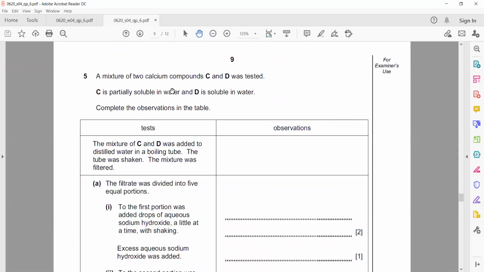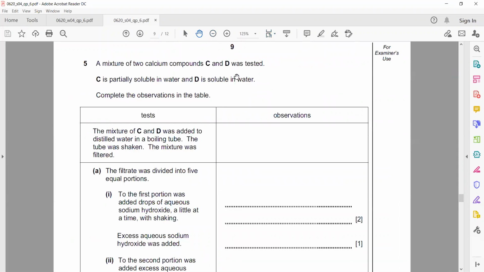In this question 5, two calcium compounds C and D were tested. C is partially soluble and D is soluble in water. The mixture of C and D was added to water and the mixture was filtered. The filtrate will mostly contain D, and it will have some C because C is partially soluble. Both are calcium salts, but what else is with calcium we don't know.